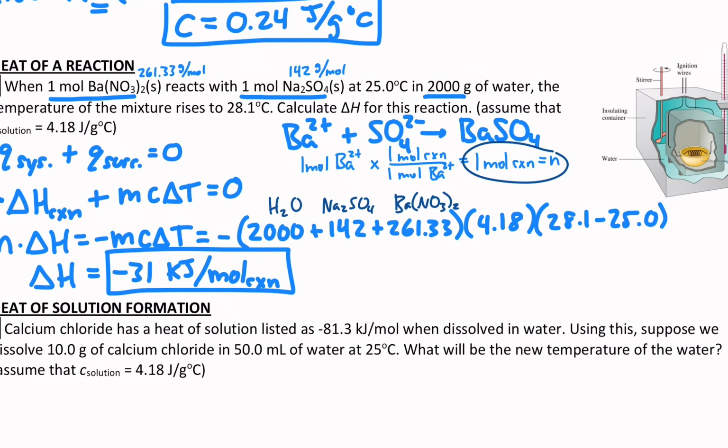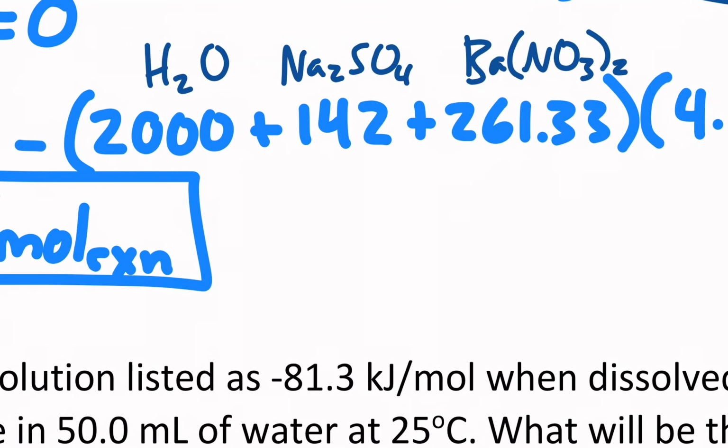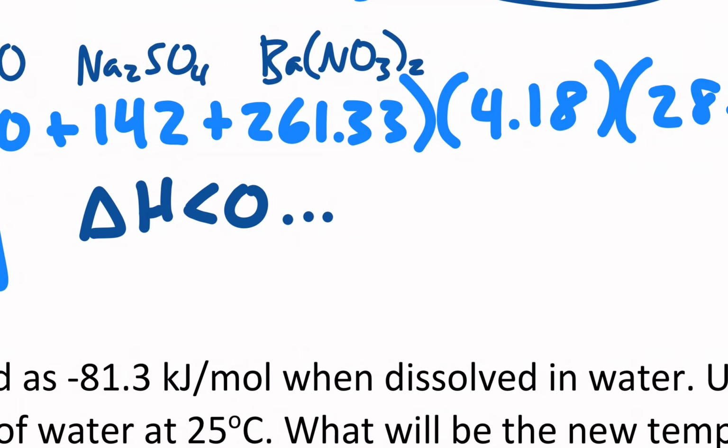It's also worth mentioning one other thing here. This delta H being negative implies that we have what's called an exothermic reaction.